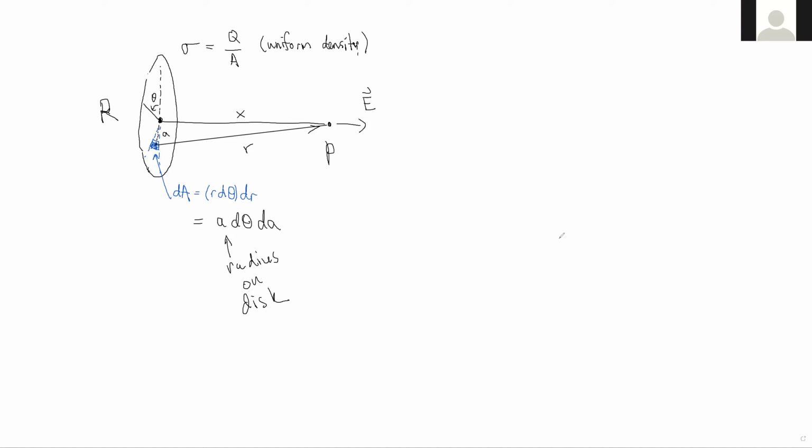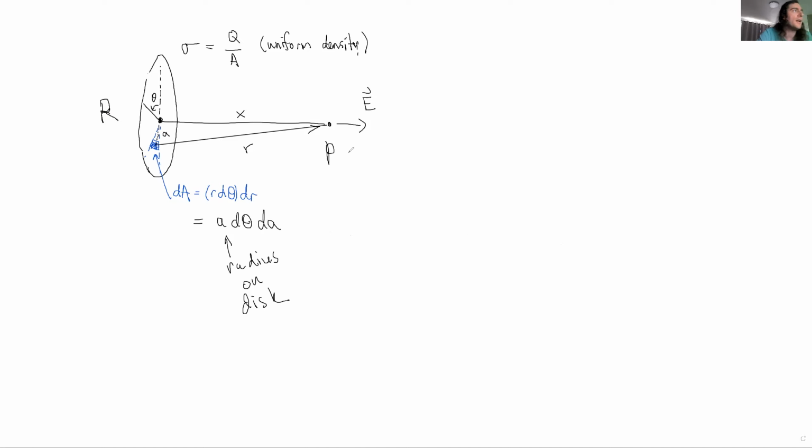So is that A d theta dA would be big R d theta? No, it stays A. It stays A. A is the variable. Oh, the variable. Radius. Okay. Yeah. And then we'll integrate that from 0 up to big R. So big R is the constant here. A is the variable.